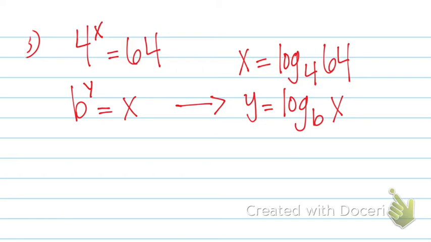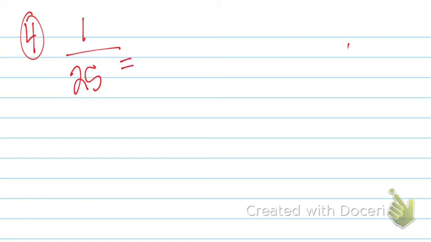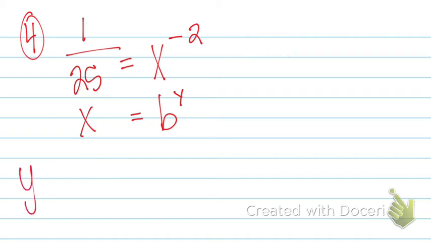All right, I want you to do number 4. So it's 1 over 25 equals x to the negative 2. So this time, it's just swapped the different sides. So this is b to the y, and this is our x. So take that and change it to y equals log base b of x.